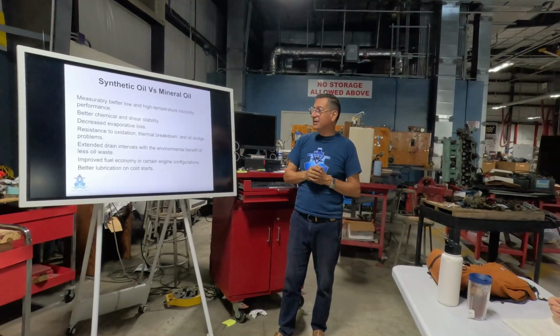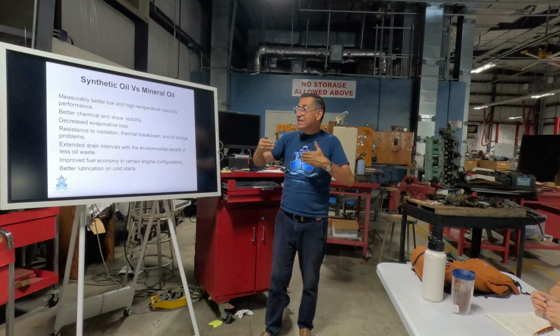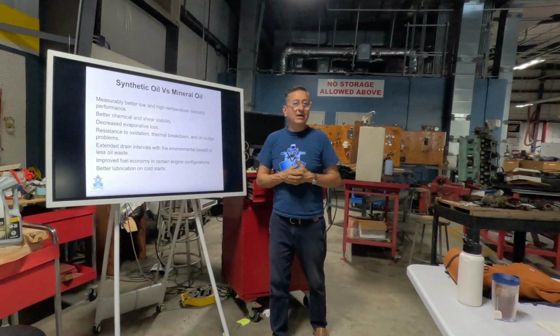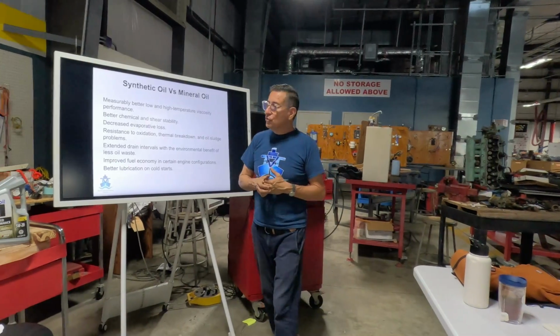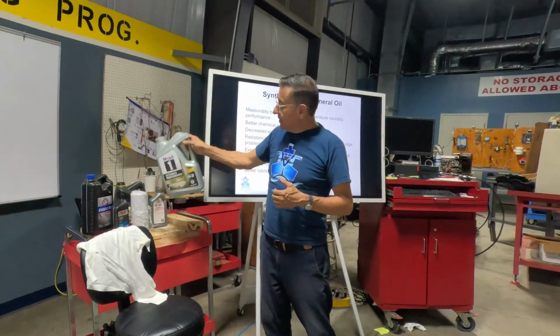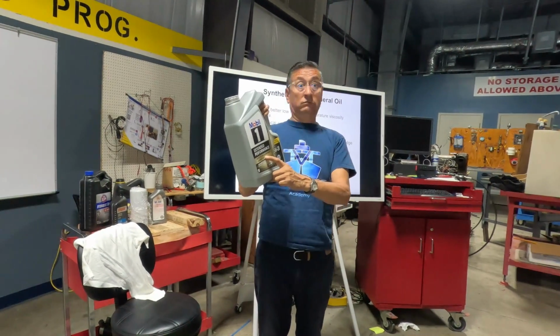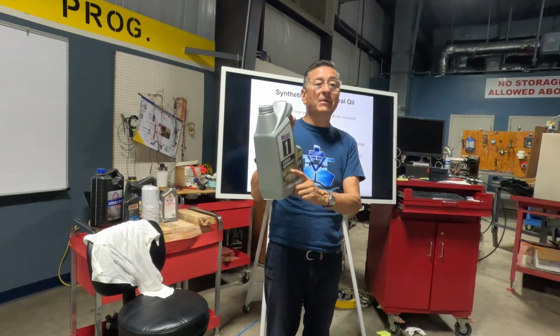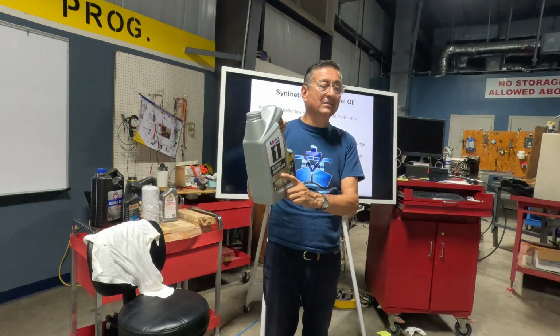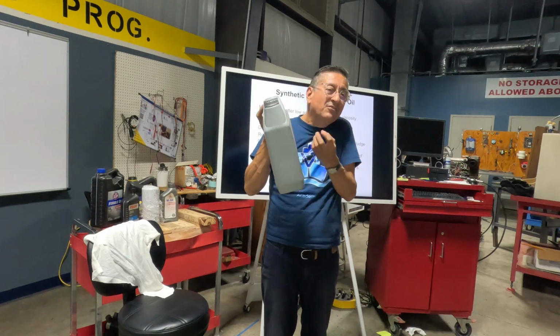The synthetic is excellent. They have extended drain intervals. This is why if you use Mobil 1, you can replace it every 20,000 miles. Oh, wow. In comparison with the mineral, every 3,000 miles. No, because this is full synthetic.